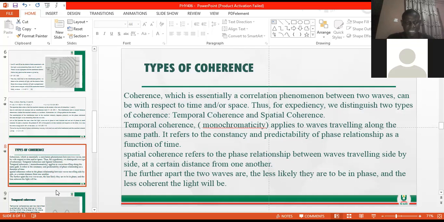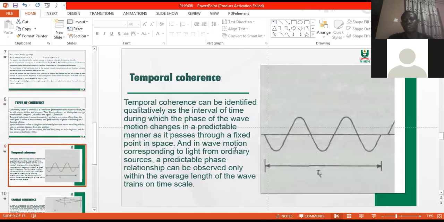Now let's look at this diagram for temporal coherence. In the course material, it shows clearly. Let's look at a sinusoidal wave, a wave going up and down. If it starts at the origin, it's a sine wave. If it doesn't start from the origin, it is a cosine wave. I'm just throwing more light on that.